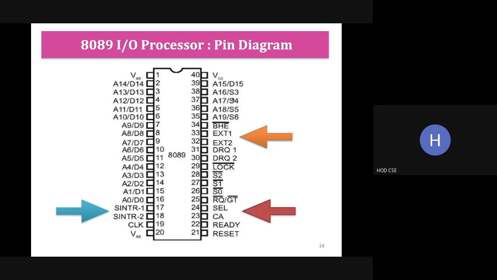And here A16 and A17 are combined with the status signals S3 and S4, which refer to the segment we are referring to, whether it is the code segment, stack segment, extra segment or data segment. Okay, S5 represents the interrupt flag, and S6 must be 0. And I hope you understood all of this pin diagram. Let me do the next one. Do you want me to repeat?